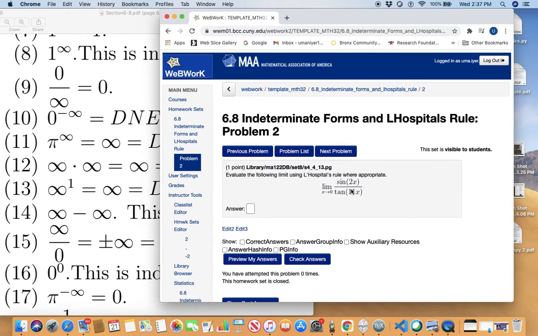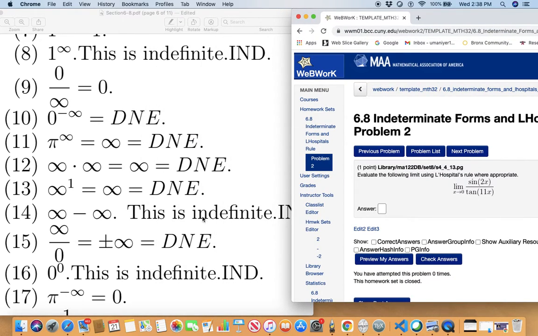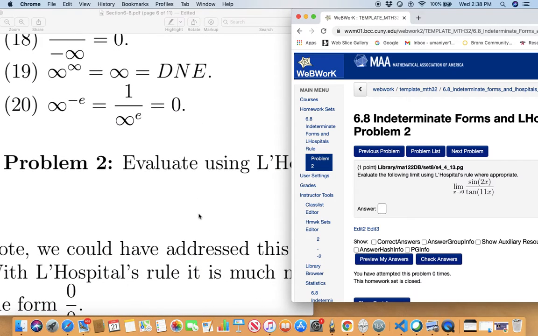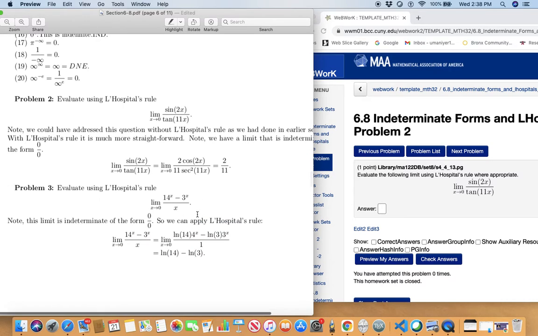Okay, next problem. You want to use L'Hopital's rule. Limit x approaching 0 sine 2x over tan 11x. If you remember, we had solved such problems in our earlier sections. Okay, so let's look at this. So you're looking at limit x approaching 0 sine 2x over tan 11x. So that's indeterminate of the form 0 over 0, because x approaching 0 sine 2x is 0, tan 11x is also 0. So 0 over 0, you can use L'Hopital's rule.